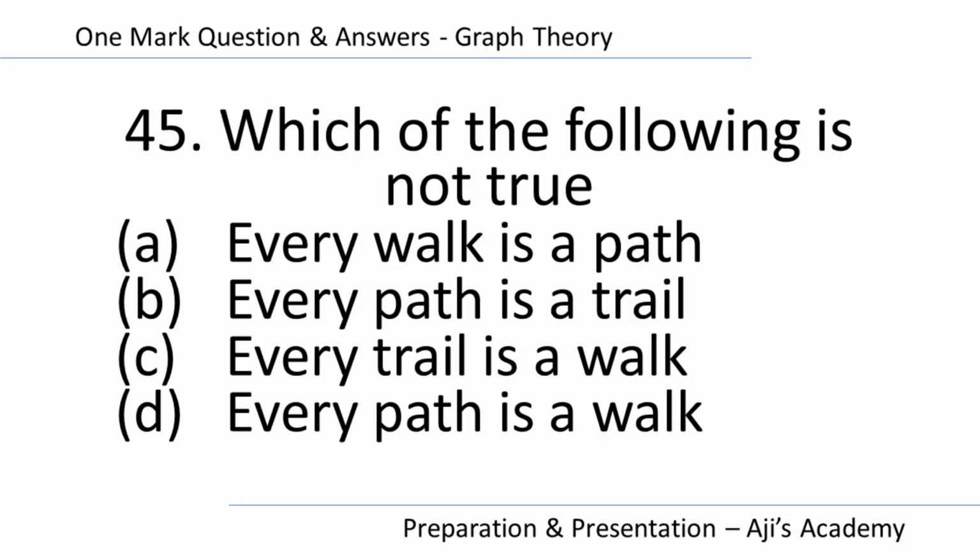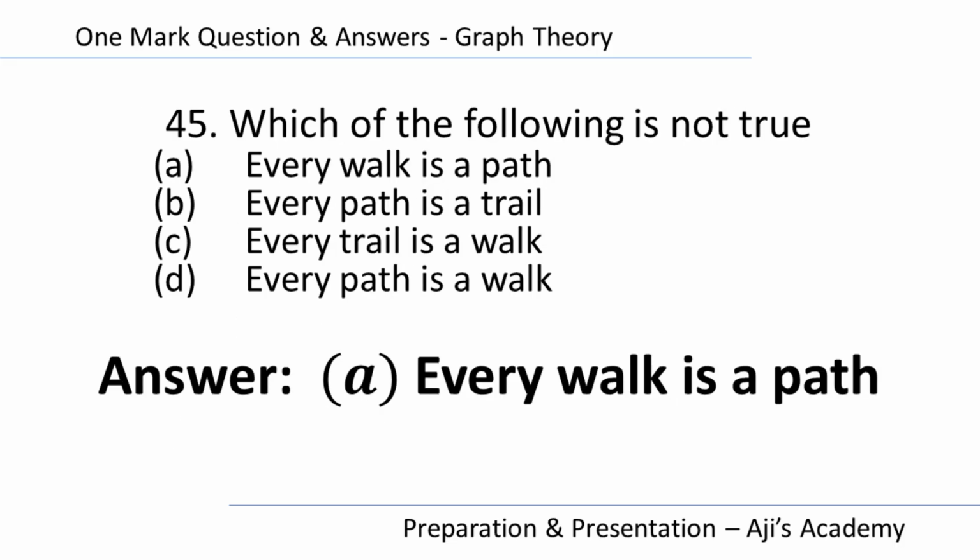Question number 45. Which of the following is not true? Option A. Every walk is a path. Option B, every path is a trail. Option C, every trail is a walk. Option D, every path is a walk. They are asking the incorrect statement. See, option A, every walk is a path, is not true. We know that every walk need not be a path. So here option A is the correct one. That is not a correct statement. So option A is the correct answer.